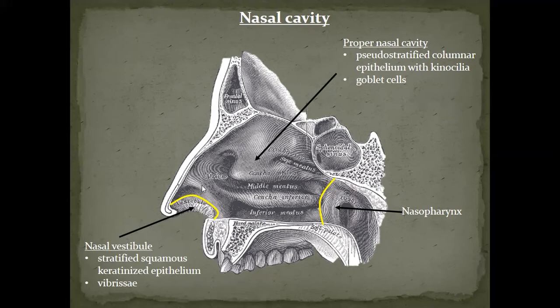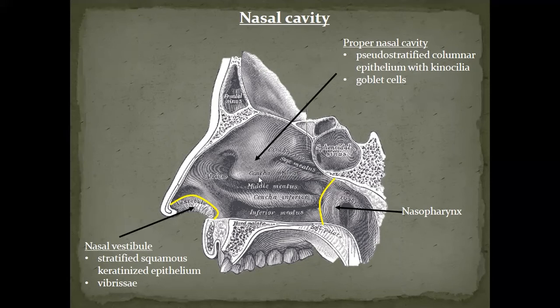And the bigger part of the nasal cavity behind the vestibule is called the nasal cavity proper. In this part of the nasal cavity, we already have a different kind of epithelium, which is a pseudostratified columnar epithelium with kinocilia and goblet cells. This epithelium is the so-called respiratory epithelium, which is characteristic in the whole respiratory system. So, pseudostratified columnar epithelium with kinocilia.